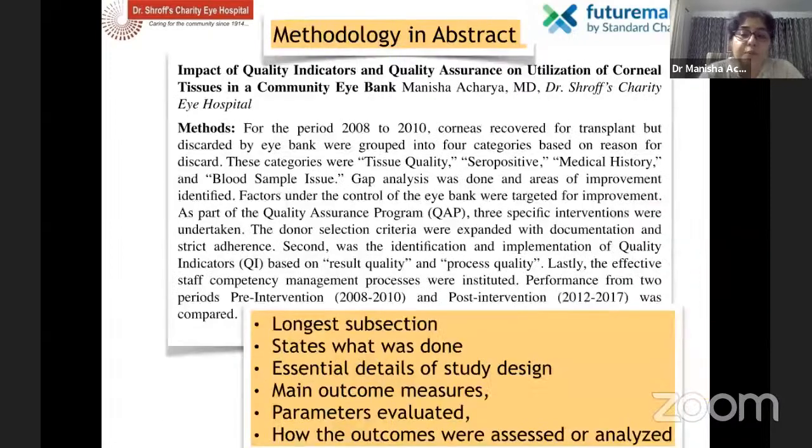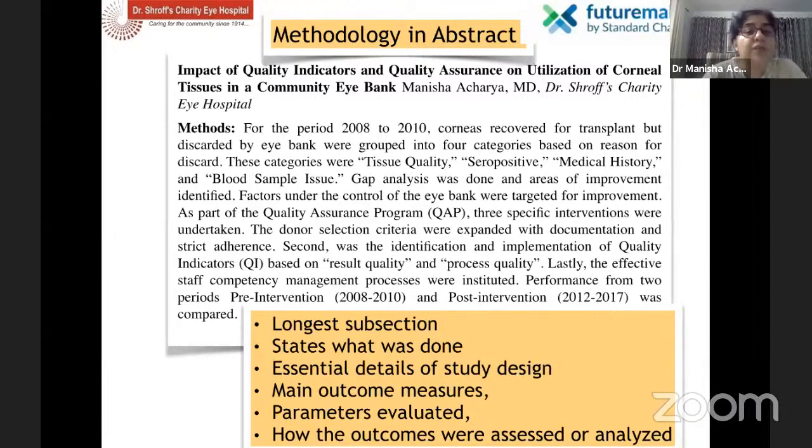Then comes a difficult part, the longest subsection, wherein you need to be concise about what you did for this study, or what you want to present. It has to state what was done, and the duration is very, very important. What are the main categories you would be dividing it into, the main outcome measures, the parameters evaluated, and how the outcomes were assessed or analyzed, like the statistics used in the particular study.